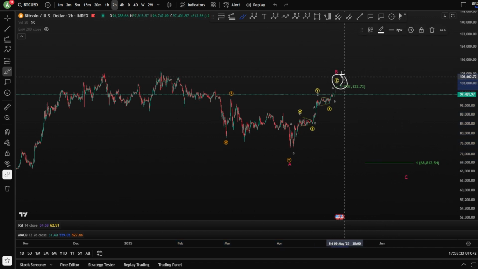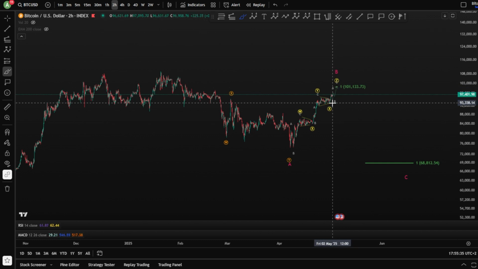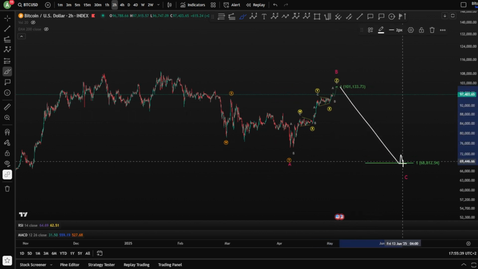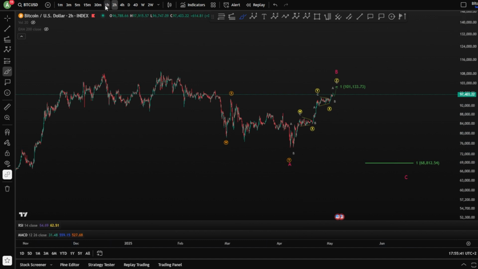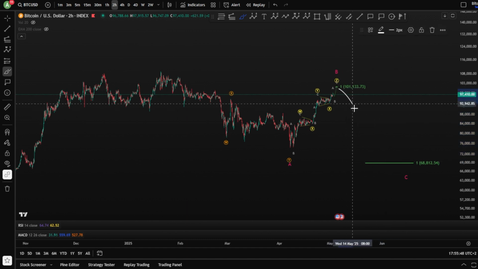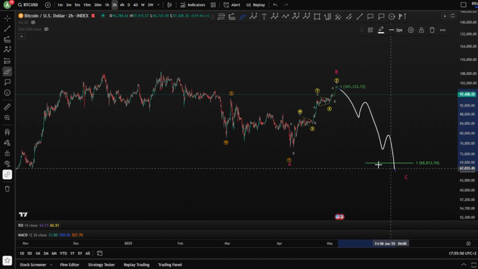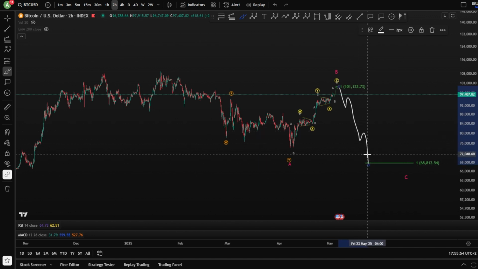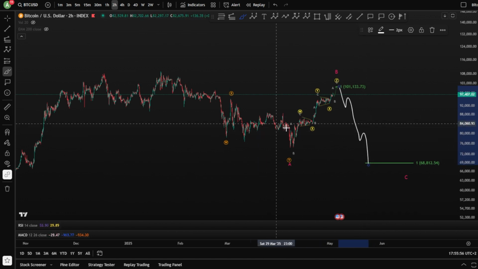If we get a wave Z here, meaning a zigzag rather than an impulse continuation, you might have a very fast, aggressive impulse toward the downside, flushing everyone in a matter of 2-3 days. We're talking about something like this: 1, 2, 3, 4, and a 5. It might be really aggressive.